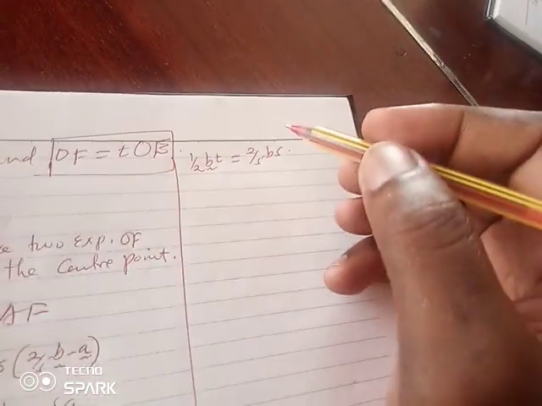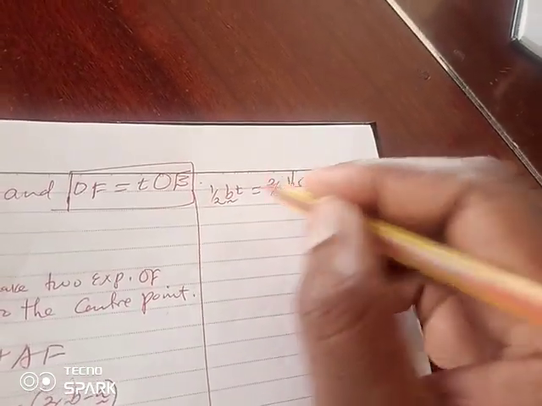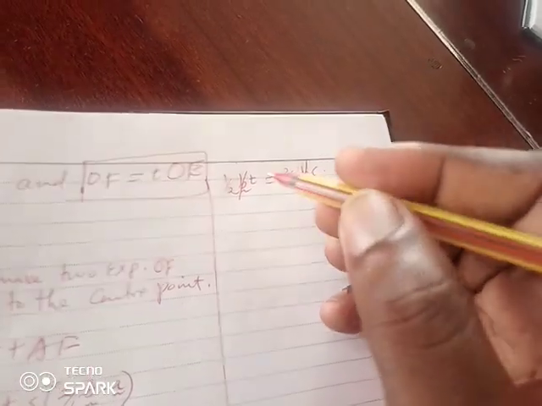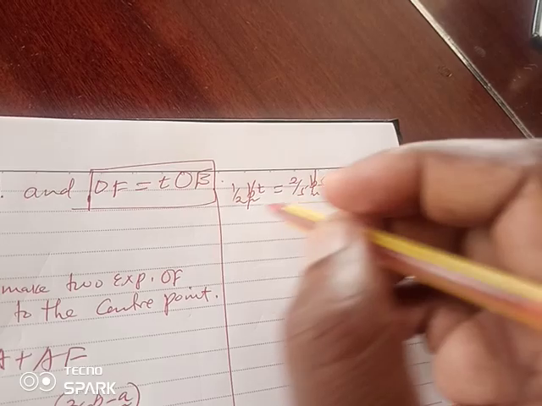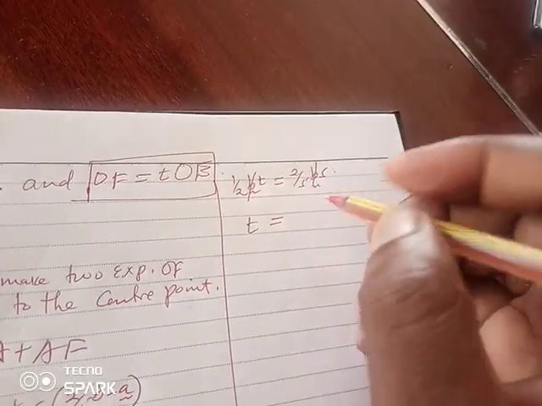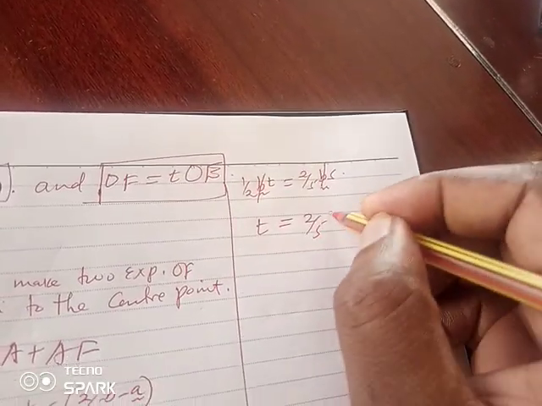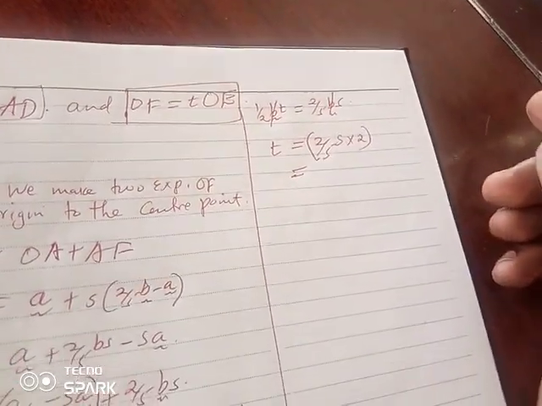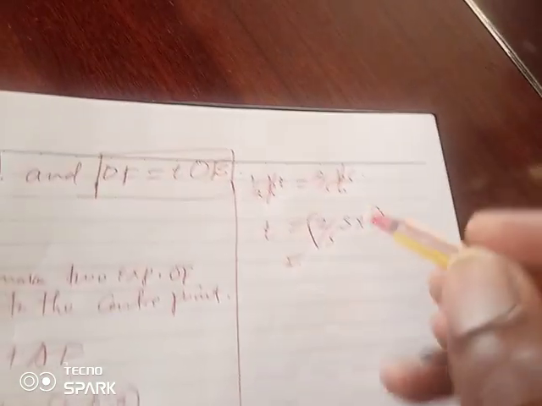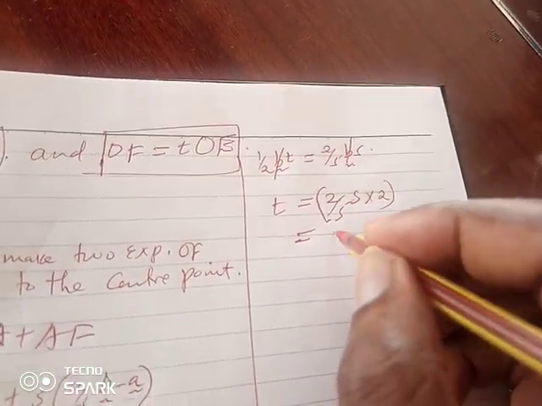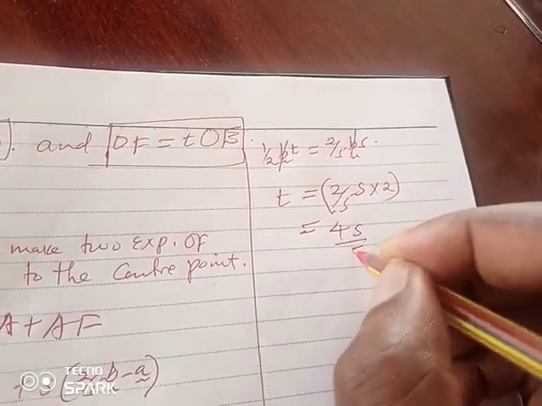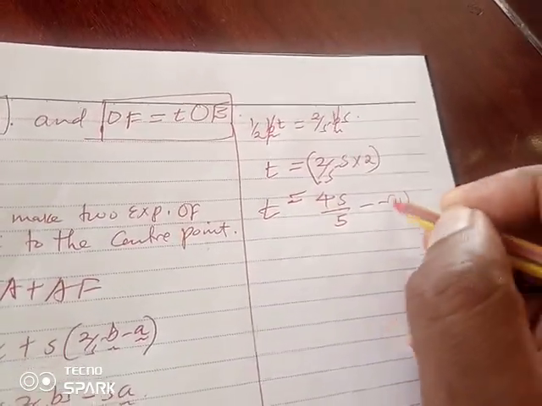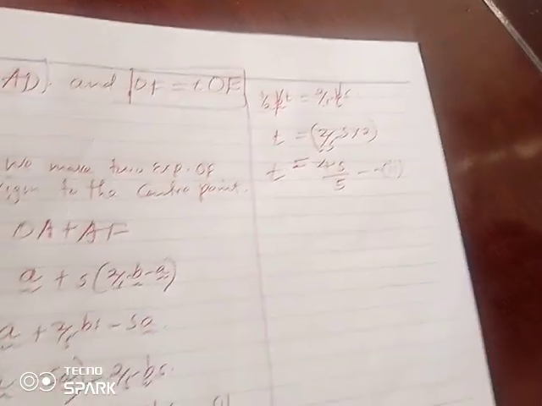At this stage, I'm also going to eliminate B, vector B. It is common on both sides, so we cancel. Multiply by 2, multiply by 2. T alone will also be 2 over 5S times 2. So this can be simplified to be 4S over 5. This is another expression of T. So that is our equation 2.